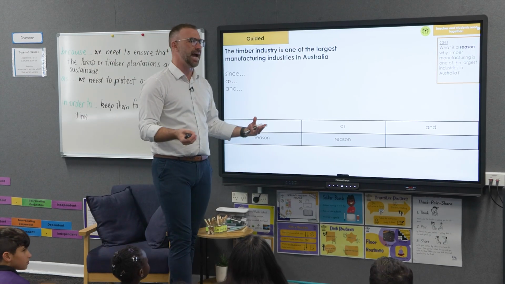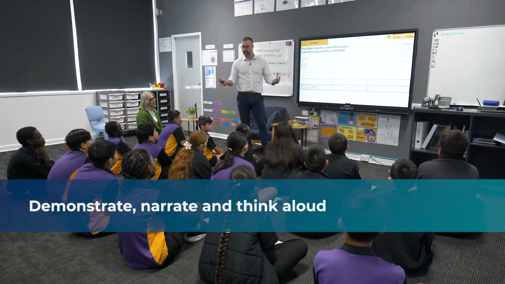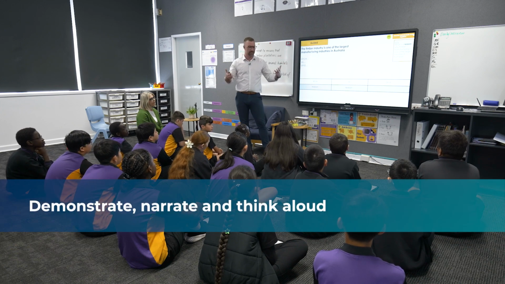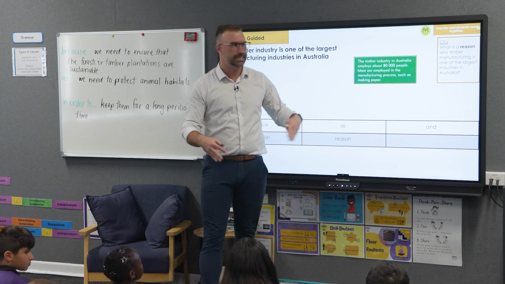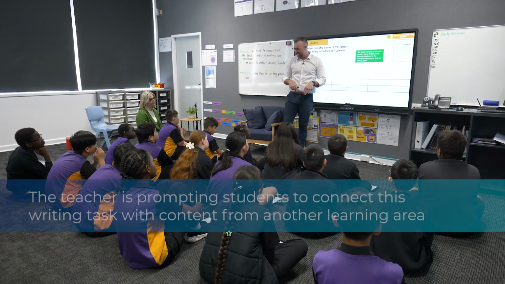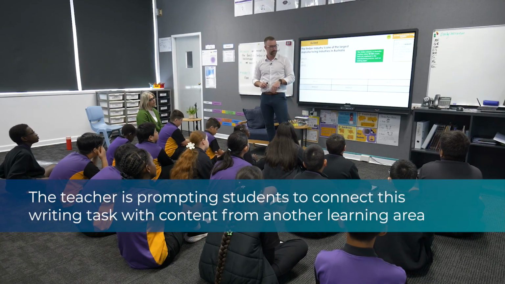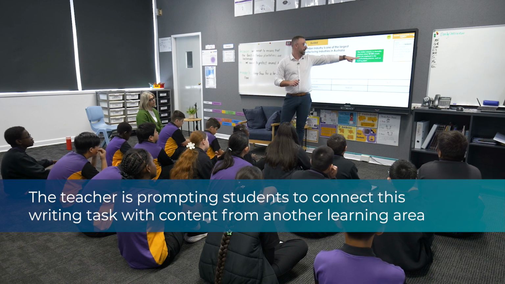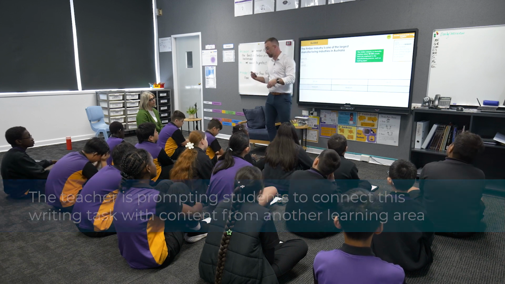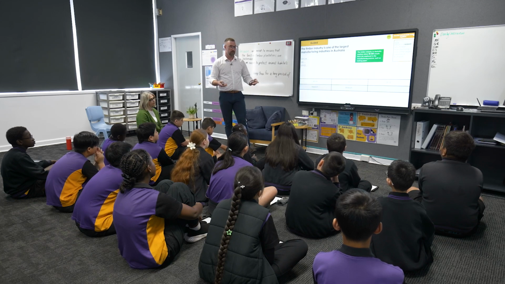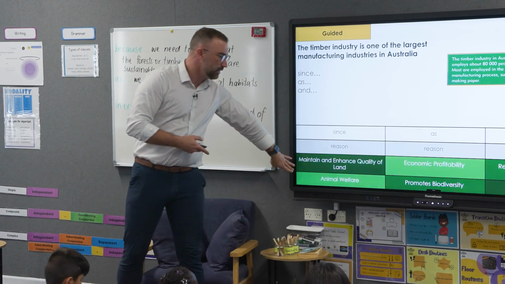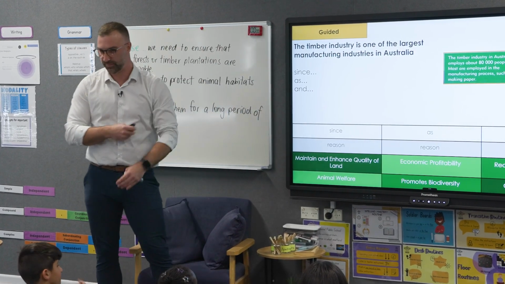What are some reasons why timber plantations are one of the largest manufacturing industries? Well, we can link it back to our text. Okay, and in our text it said that it employs 80,000 people. Okay, and it creates things such as paper. Right, we could be making furniture. We could also link it back to one of our 6 key principles.